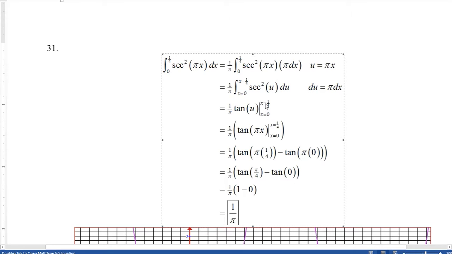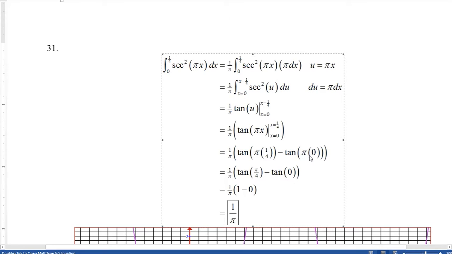We're going to evaluate from x equals 0 to 1/4. So we're going to switch back to x's by substituting in u equals pi times x. I also noticed that each one of these is times 1 over pi. This is actually 1 over pi times tangent of pi times x, where x is 1/4, minus 1 over pi times tangent of pi times x, where x is 0. They both have the 1 over pi, so I can factor that out using the distributive property, as you can see down here. So I'm going to bring that out front. Then I just plug in the 1/4 and the 0 and work it out.